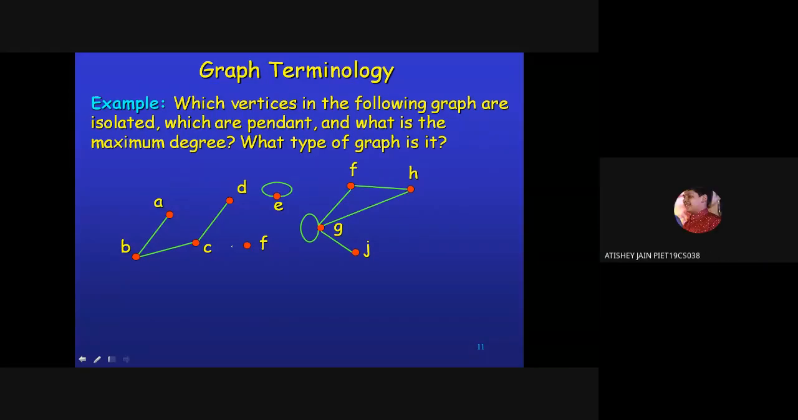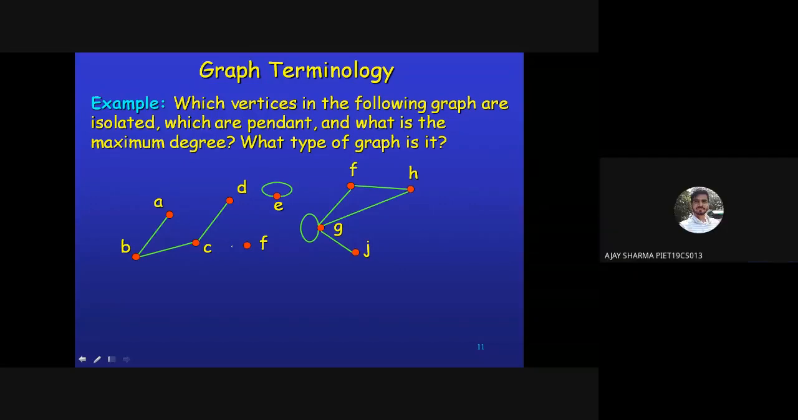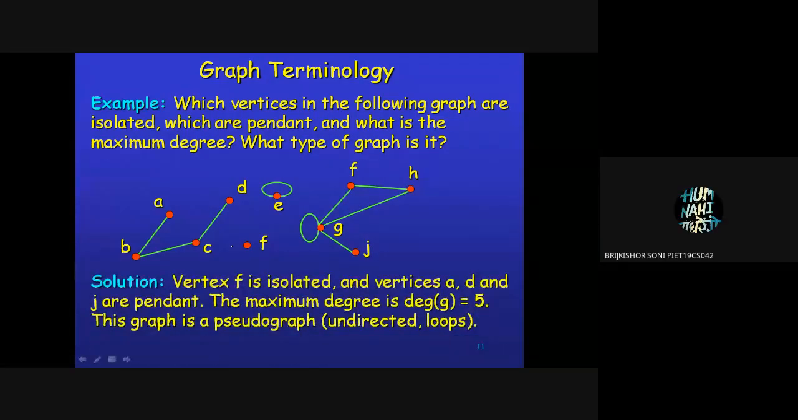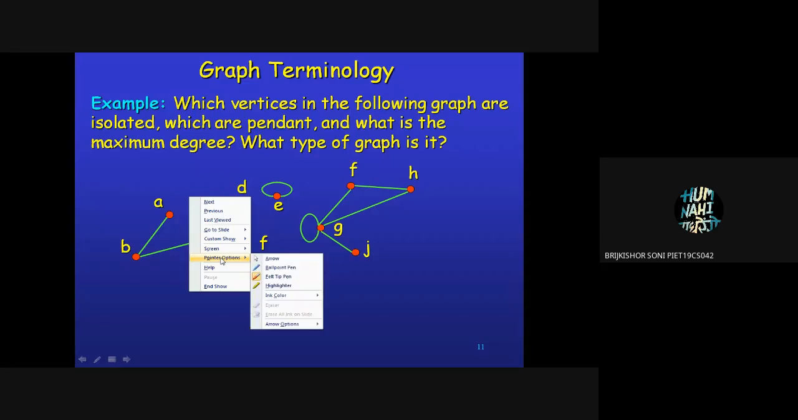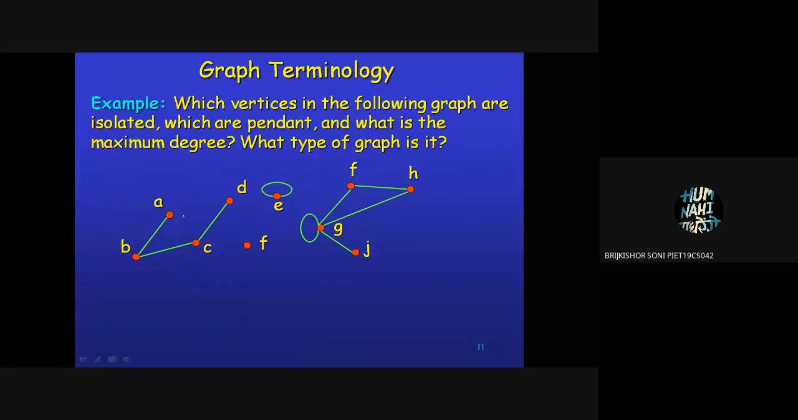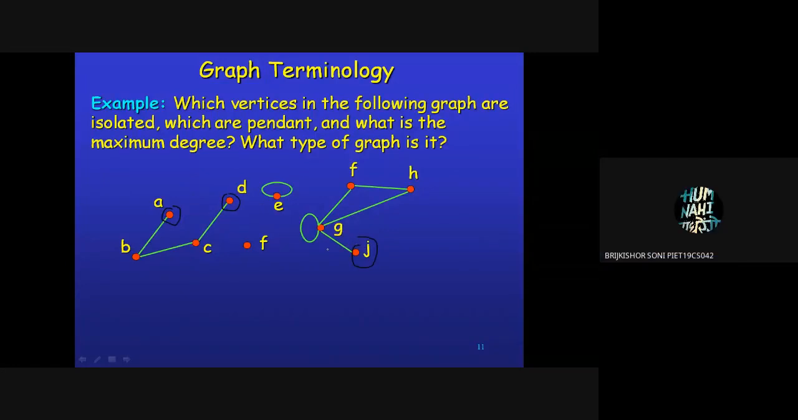A, D, J. A is a pendant. D is a pendant. J is a pendant. Because they are connected through only one edge. Yes, because they have degree 1.